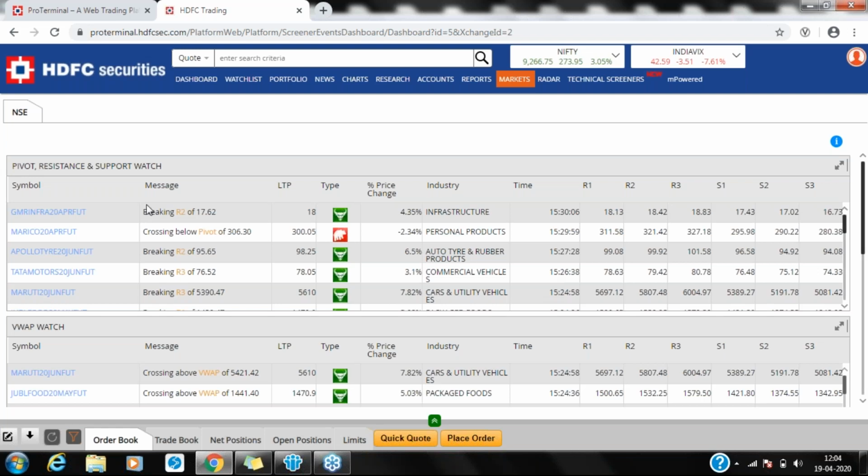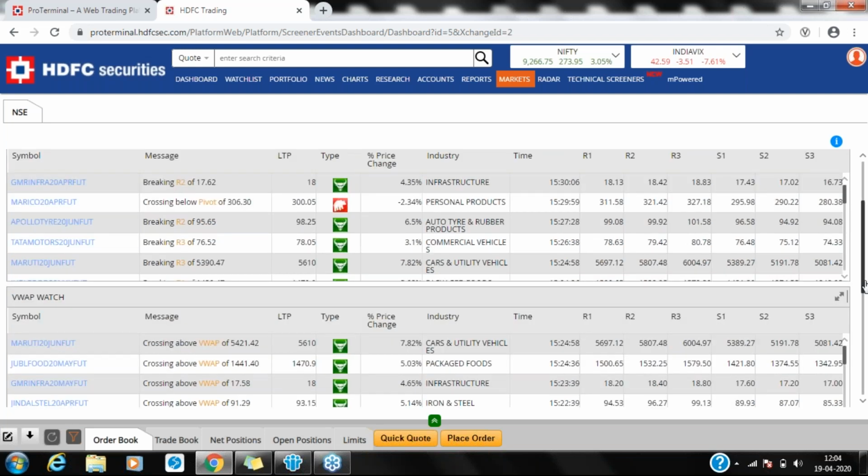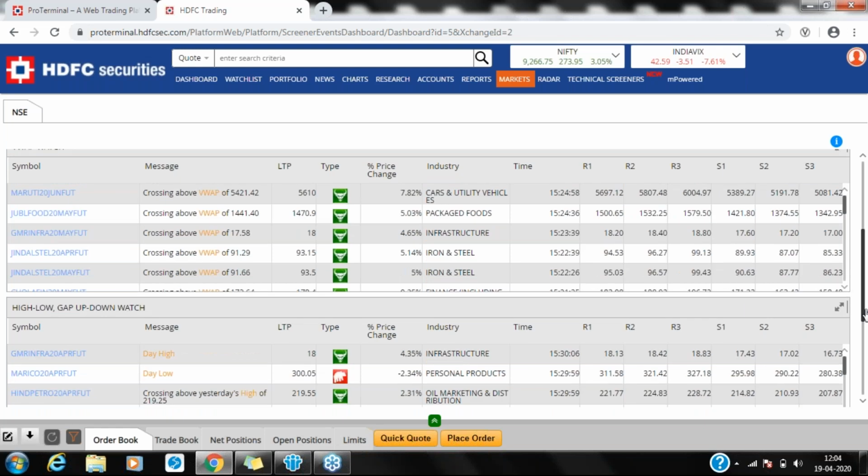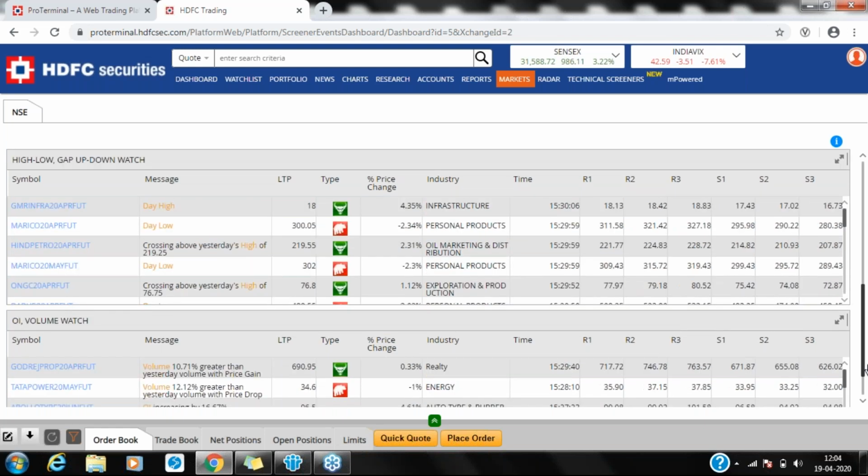So this is basically giving you an indication of which stocks are going above resistance 1, resistance 2, or above the pivot point. And just like that, we have high low, gap up, down watch, and open volume and volume watch.